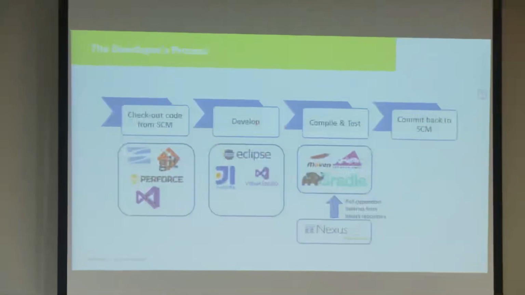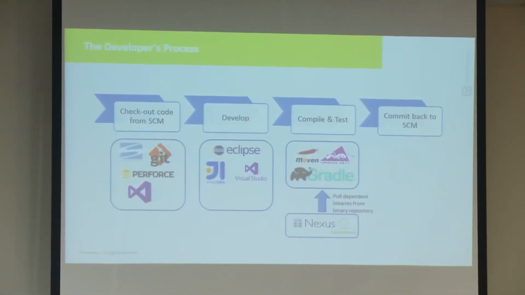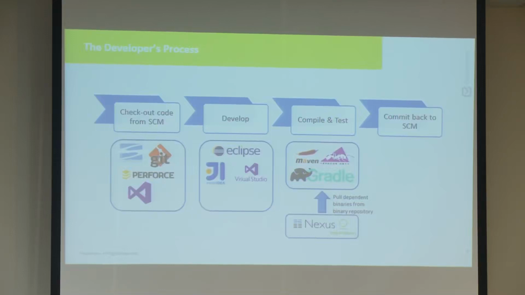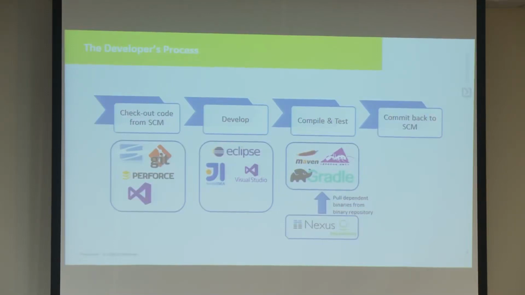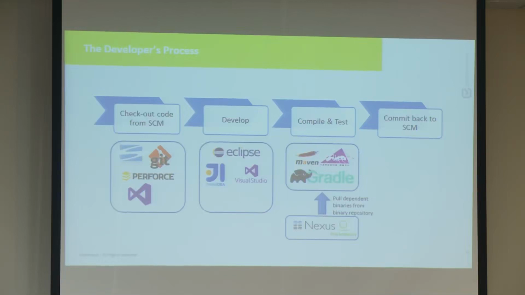Okay, so from the developer standpoint, what does that mean to our developers? This is a day in the life of a developer, right? You check the code out, you work with whatever it is that you use, SCM, Git, Perforce, CVS. You write your code, you change your code in your IDE, compile, test, run some checks, and then commit it back. Right? And once you commit it, it gets picked up by your CI process.